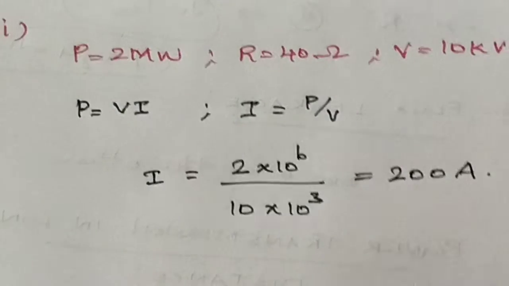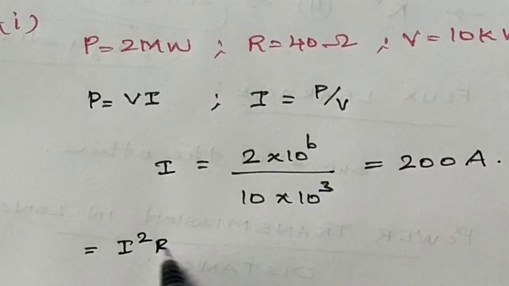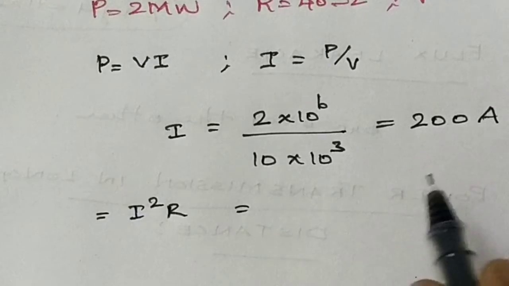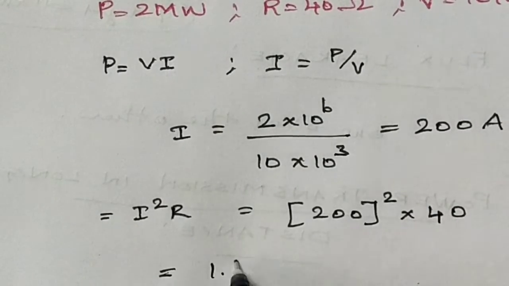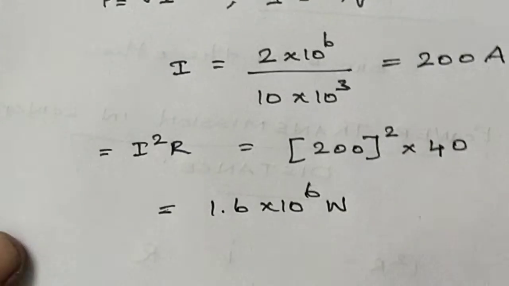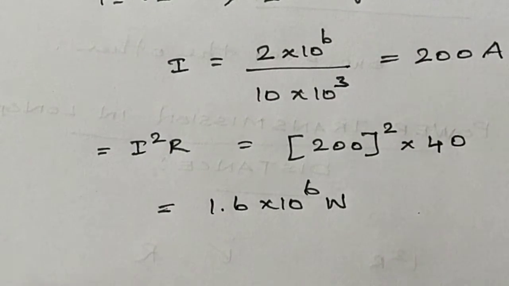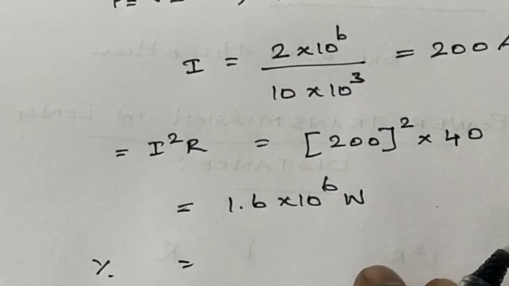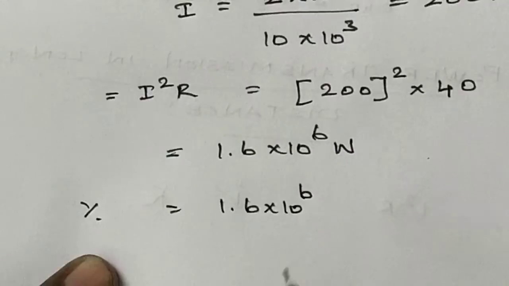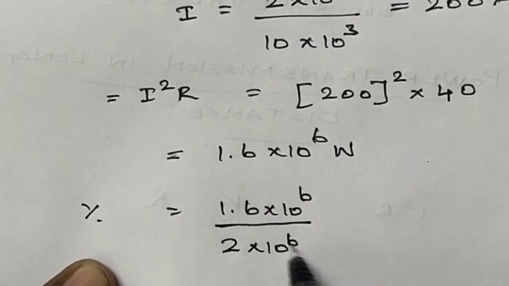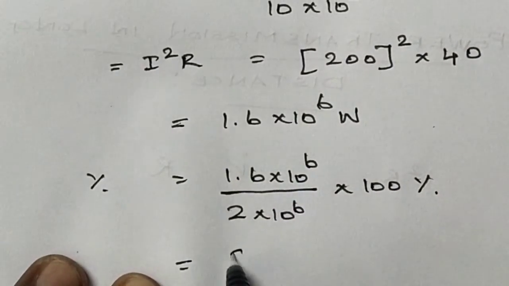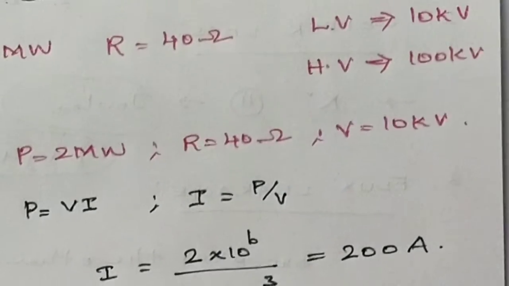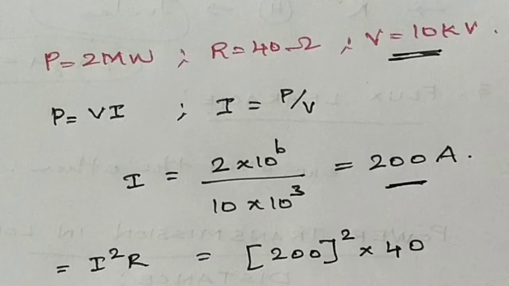Now we can find the power loss, that is the heat produced, I squared R. Substituting the current and resistance values, 200 squared into 40, the power loss is 1.6 into 10 power 6 watt. Then we find the power loss as a percentage: 1.6 into 10 power 6 divided by 2 into 10 power 6, into 100. So the power loss is 80 percent. This is the low voltage case, where the current is high, so the percentage loss is 80 percent.